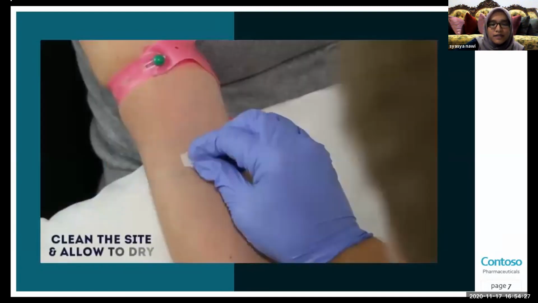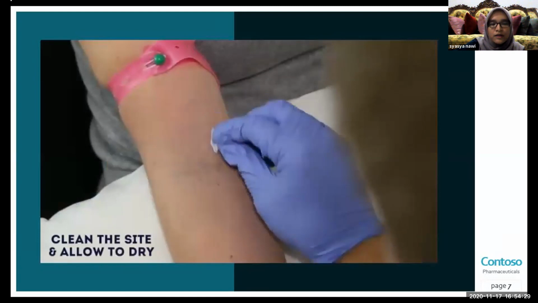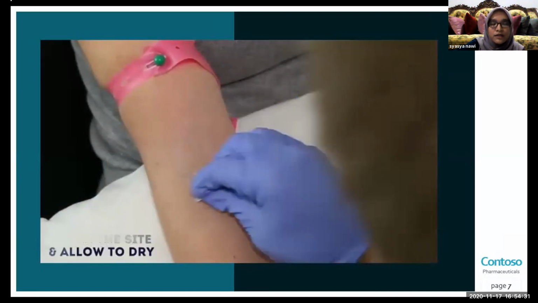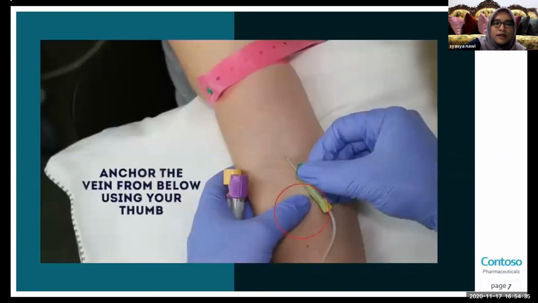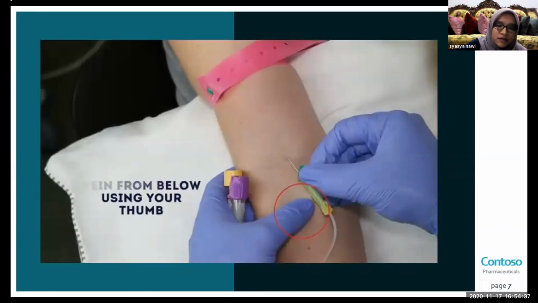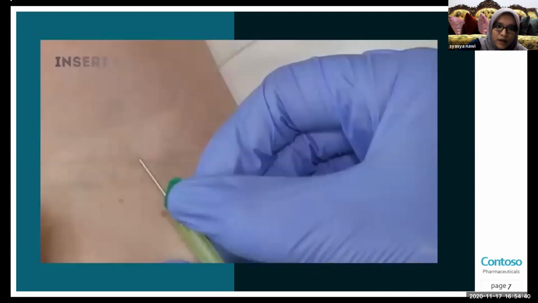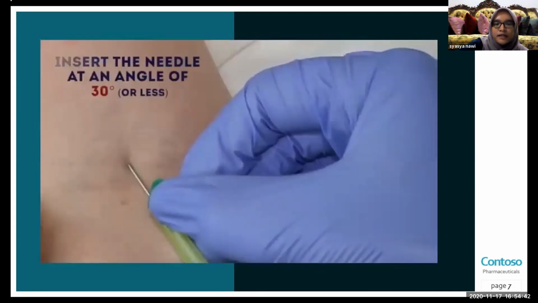Okay. We need to clean the site using the alcohol swab and allow it to dry, usually 30 seconds. And then anchor the veins from below using the thumb at an angle of 30 degrees.